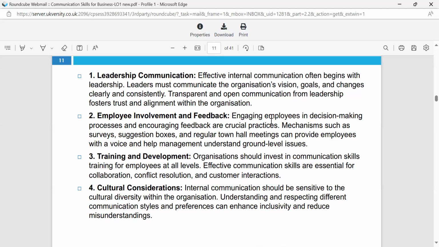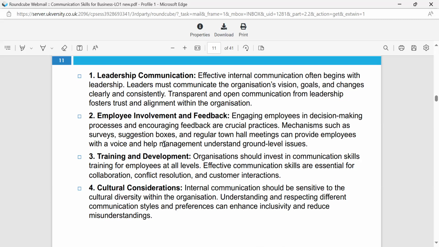Engaging with employees is really important in any decision-making situation. So you get the employees involved, and they feel that they are part of the organisation. Mechanisms such as surveys, suggestion boxes, and regular town hall meetings can provide employees with a voice. So it's really important. Training and development, another really important element of any organisation. They should invest in CPD training, essential training on conflict resolution and customer interactions.